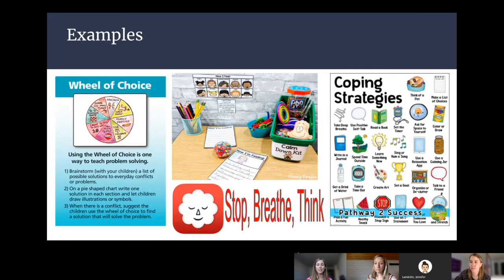The wheel of choice. There is a link embedded as well within these slides if you want to look at examples. There's an example of a calm down room, and it looks like that's for some of the younger students. If you want any examples for any older students as well, there are a lot of different options online and ideas that you can use. You can always feel free to reach out to your school-based counselor or counseling office, school psychologist, school social worker if you're looking for ideas that are age appropriate for your student.